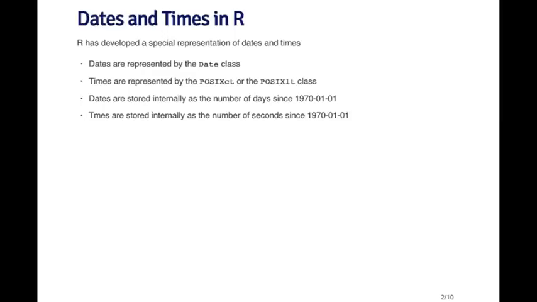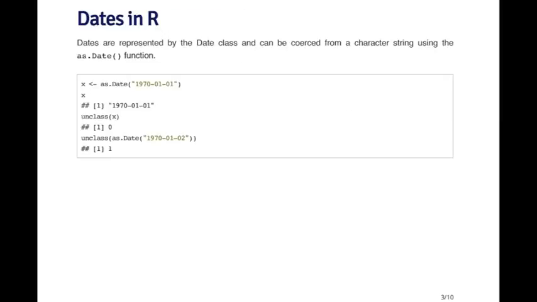Internally, the dates are stored as the number of days since 1970 January 1st. That particular detail is not very important, but in case you're wondering how R actually does calculations based on dates. Times are stored internally as the number of seconds since 1970 January 1st. That's, again, another underlying detail that's not very important, but it may be useful to know sometimes. So the way dates in R work is you can take a character string, like 1970-01-01, and convert it into a date using the as.Date function. That's probably the most common way that you'll begin working with dates.